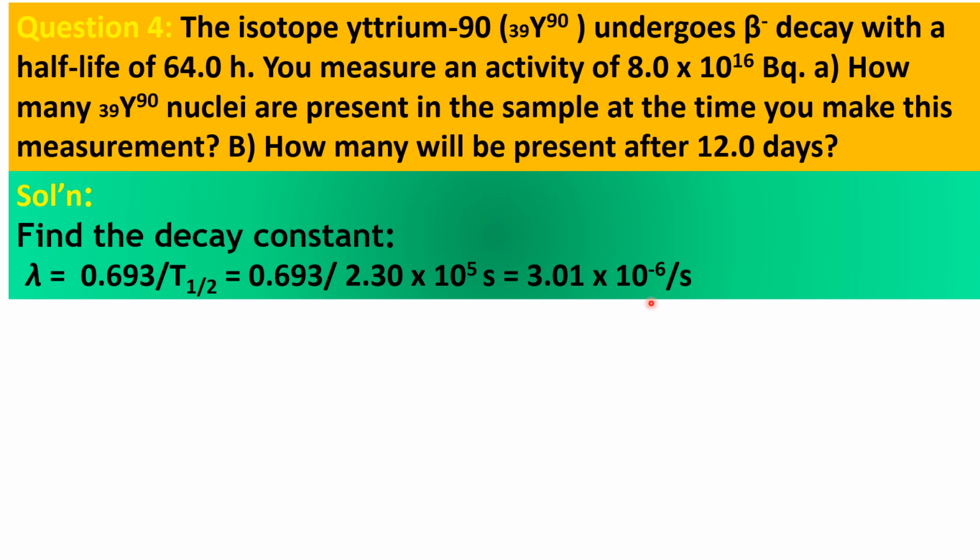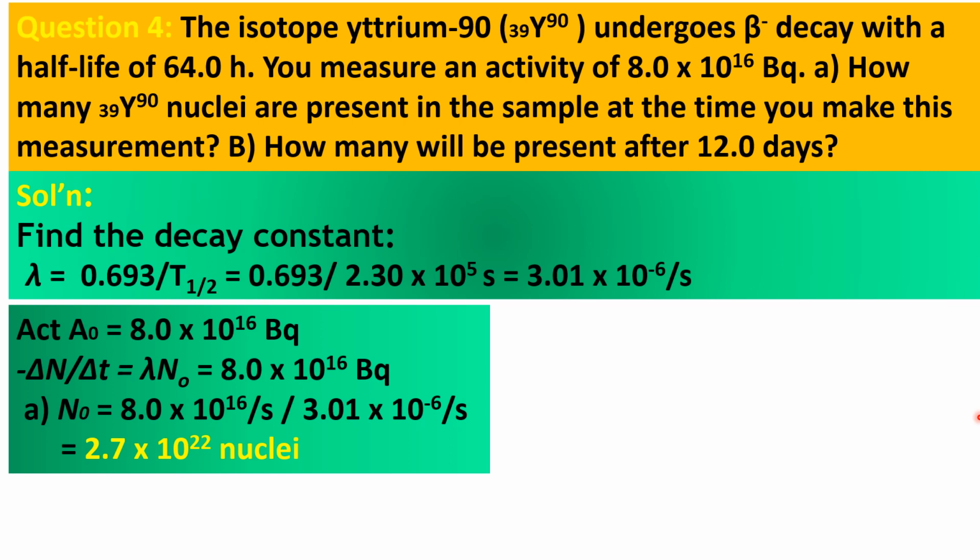Alright, so our first step in our solution is to find the decay constant lambda. So, again, lambda is equal to 0.693 divided by the half-life of this isotope yttrium. So 0.693 will be divided by 2.30 times 10 to the 5th second. Okay? And the result is a lambda equivalent to 3.01 times 10 to the negative 6 per second. The half-life has been converted to seconds from its original value of 64.0 hours.